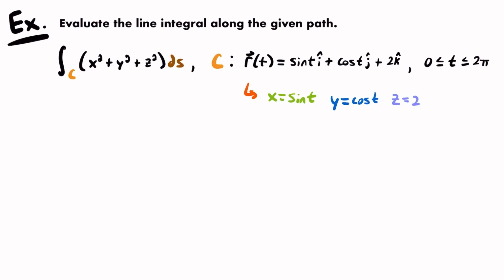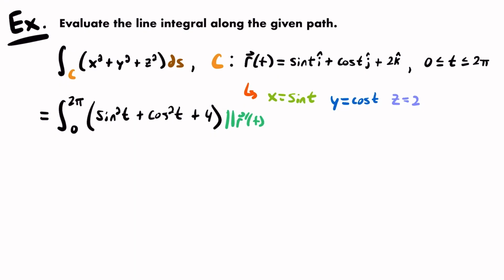So far we have this. The line integral is equal to the integral from t equals 0 to t equals 2 pi of x squared, where x is sine t, so you'll square that, you'll have sine squared t, plus y squared, and y is equal to cosine t, so squaring that, you'll have plus cosine squared t, and then we'll have plus z squared, where z is equal to 2, and 2 squared is 4. So we'll add 4, and then ds, remember that that is equal to the magnitude of the derivative of the vector function multiplied by dt.